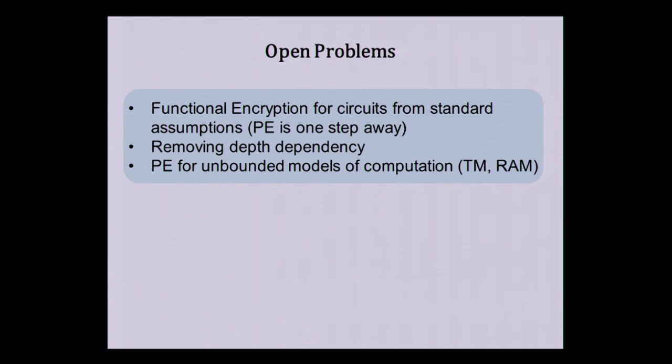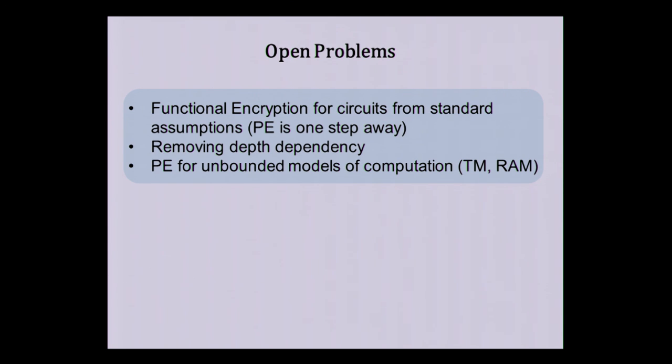So finally, let me mention some open problems. Open problem number 1 is the construction of functional encryption for circuits from standard assumptions, such as learning with errors. And let me note that predicate encryption is only 1 step away from this. In particular, we're able to compute an arbitrary predicate P on the secret component of the attribute vector, and the catch is actually in the security definition. In functional encryption, you are required to guarantee security even when you are allowed to decrypt completely and learn the message.